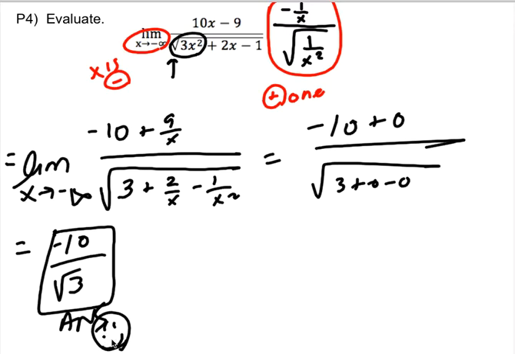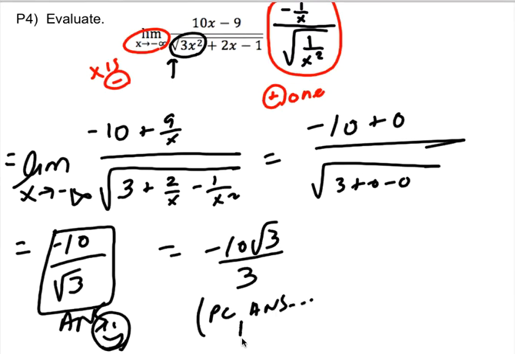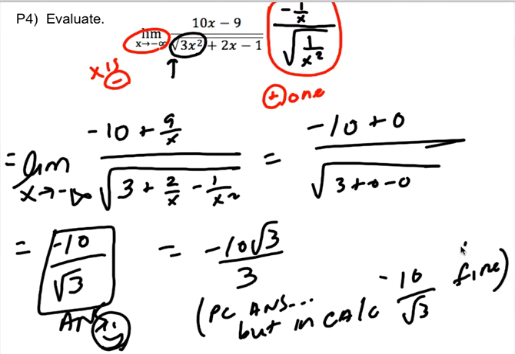If you really want to, times by a root 3 over root 3, you could make this 10 root 3 over 3. This would be the answer in pre-calc, but in calc, the negative 10 over root 3 is fine, right? In pre-calc, you were generally required to simplify by rationalizing, but here, they're really not going to care.